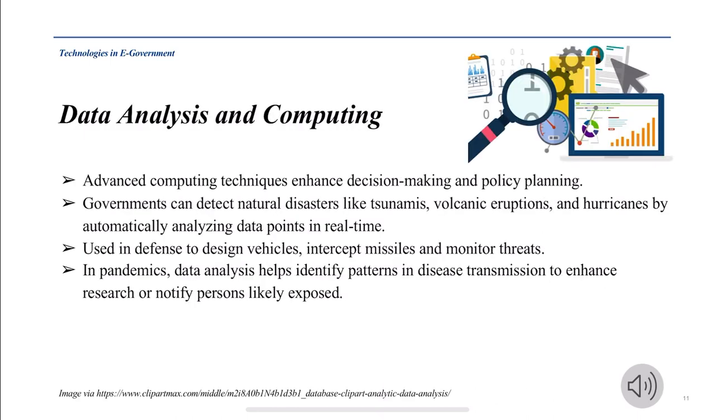Data analysis and computing. Advanced computing techniques enhance decision making and policy planning. So governments can take in a lot of information. They can use computers to process that and make decisions based off of it, such as with COVID-19. The government was able to use data analysis to identify patterns in disease transmission and to enhance research and notify people likely exposed. And that was actually integrated into a lot of our smartphones via the exposure notifications. But governments can also detect natural disasters in real time, and they can even use computing and analysis to design defense vehicles.